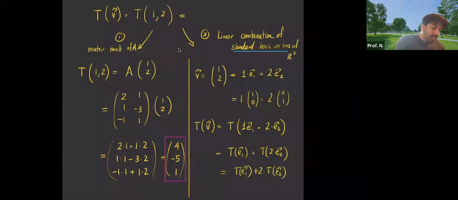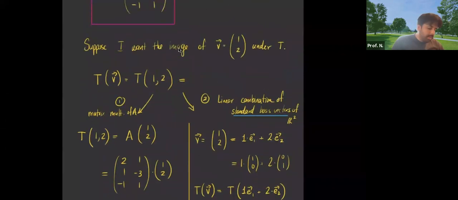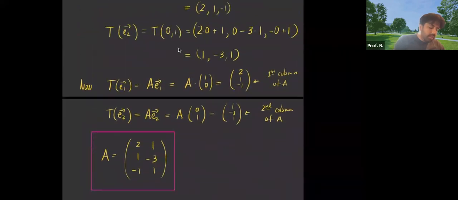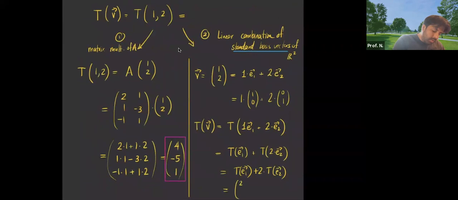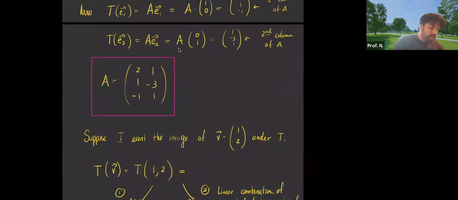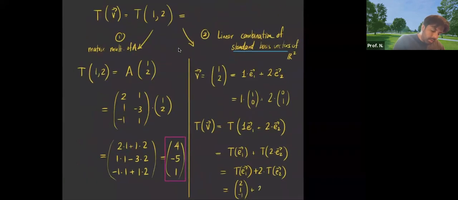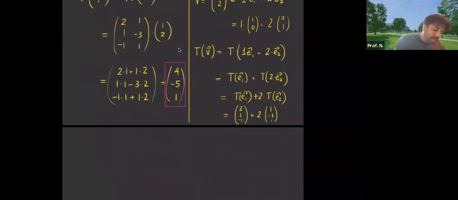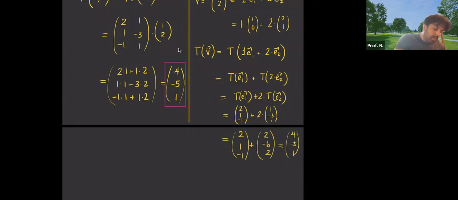And why is this so good? Because I already know what T of E1 is. I know the image of E1. Isn't that (2, 1, -1)? And I already know what E2 is mapped to as well. It's (1, -3, 1). So this is 2 times (1, -3, 1). And so when I continue with this, this is (2, 1, -1). When I multiply the vector (1, -3, 1) by 2, I get (2, -6, 2). And when I add this, what do I get? I get (4, -5, 1), which is exactly what I got in the previous solution.